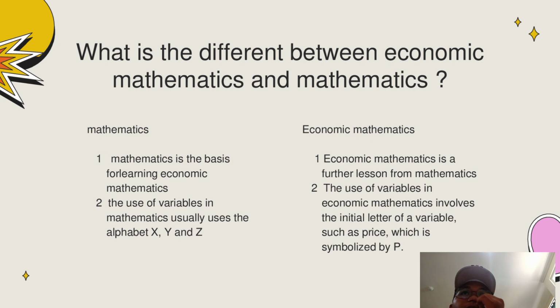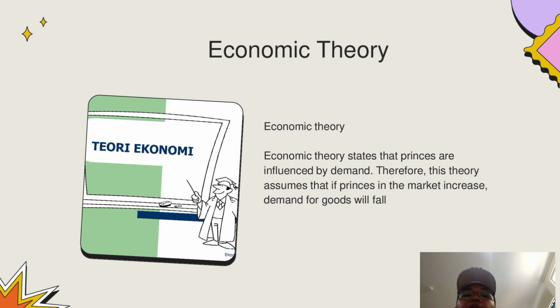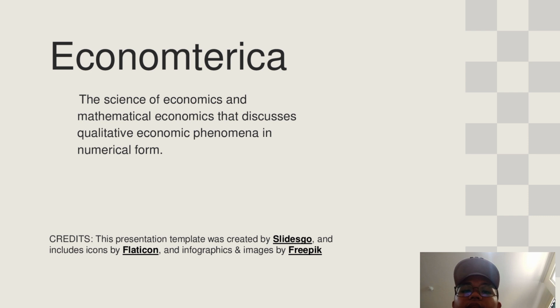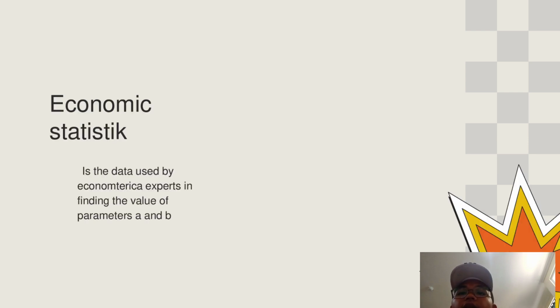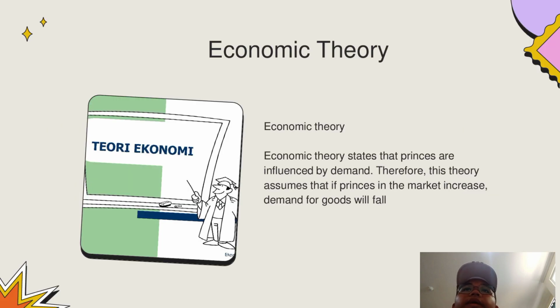Number two, economic theory. What is the relationship between economic theory, econometrics, and statistical economics? In the PPT, I divided it into several slides to make it easy. Economic theory states that prices are influenced by demand. Therefore, this theory assumes that if prices in the market increase, demand for goods will fall.